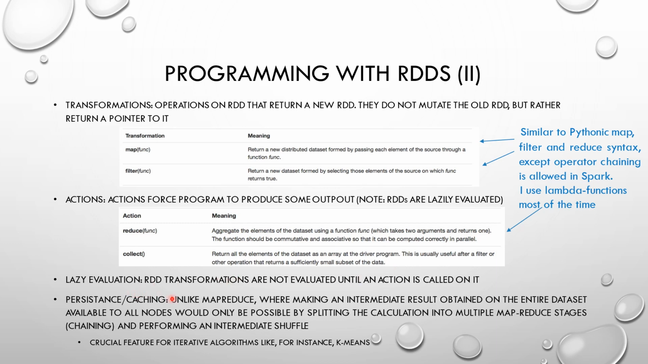Lazy evaluation. RDD transformations are not evaluated until an action is called on it. Persistence or caching. Unlike MapReduce, where making an intermediate result obtained on the entire dataset available to all nodes would only be possible by splitting the calculation into multiple MapReduce stages, that is chaining, and performing an intermediate shuffle. This is the crucial feature for iterative algorithms like, for instance, k-means.